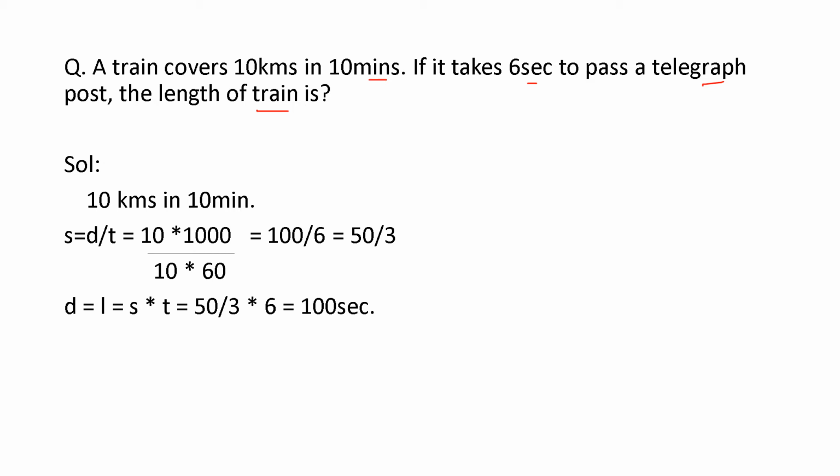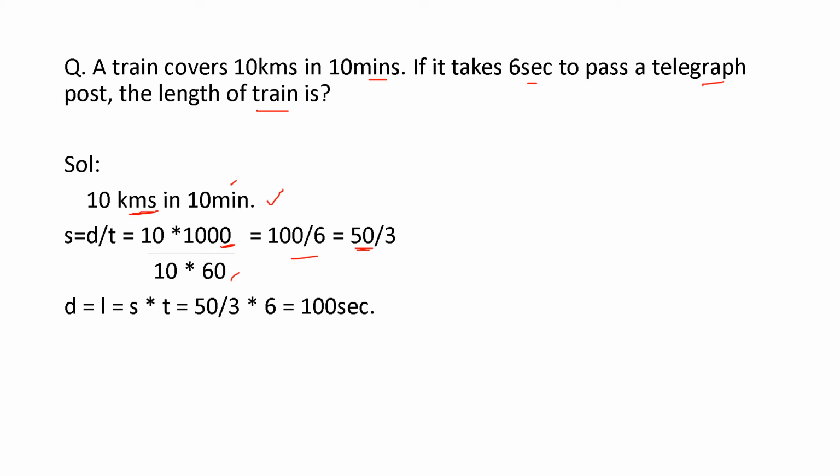So we are having 10 kilometers in 10 minutes. It is given in the question. S is equal to D by T, and 10 kilometers, we are converting it into meters: 10 into 1000 divided by 10 minutes, that is into seconds. So we are getting 10 into 1000 divided by 10 into 60, 100 by 6, and you are getting 50 by 3.